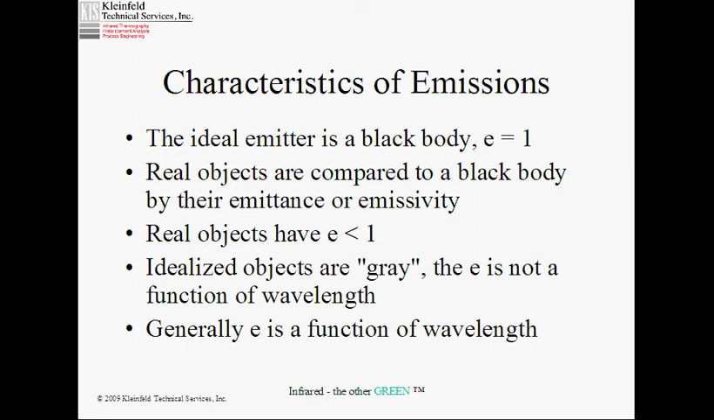Real objects are compared to a black body by their emittance or emissivity. It's always less than 1, and it ranges from 0 to 1. A 0 emissivity means that the body emits no infrared. Nothing gets down to that. That would be a perfect reflector or a perfect transmitter. Nothing, as you know, is perfect. Real objects have an emissivity less than 1, and we idealize them as saying that they're gray objects, which means that the emissivity is independent of the wavelength. Real objects are not gray, and they in fact have an emissivity that is dependent on the wavelength.